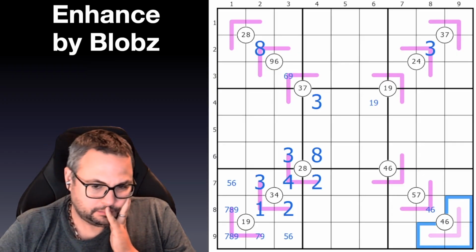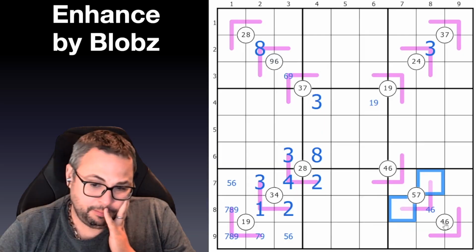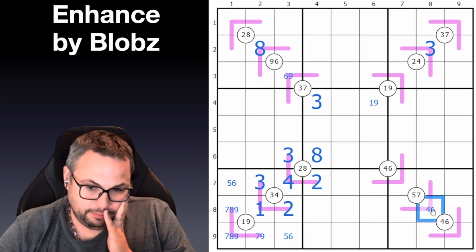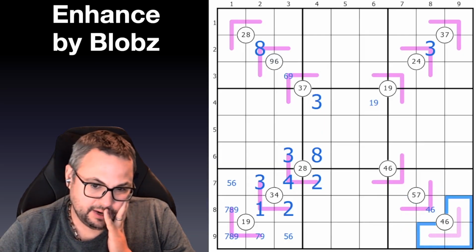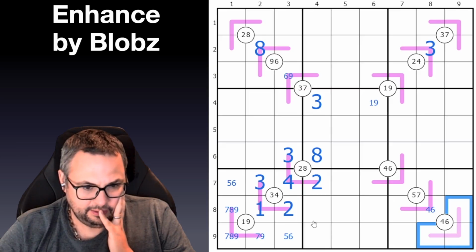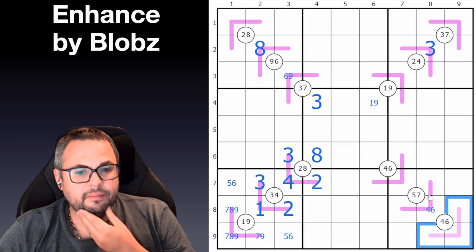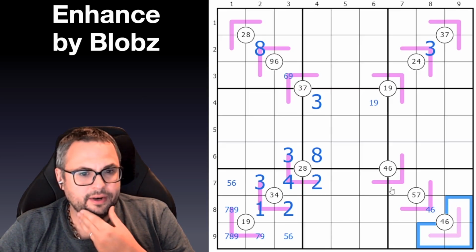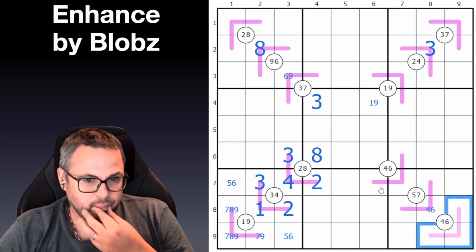Now, could I put 5 and 7 here? That would put a 6 here, and then a 4 here. That sounds fine-ish. Unless I'm missing some interaction there that I'm not paying close attention to.